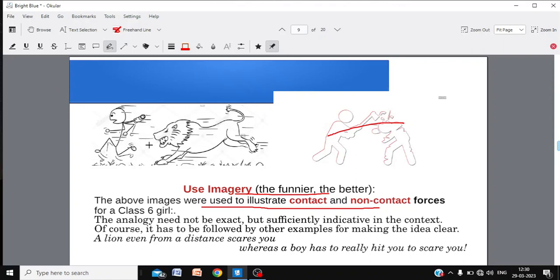A non-contact force. This may not be literal, but these are the imagery which we use to make them understand. A lion even from a distance scares you, whereas the boy has to really hit you. So this is the difference between contact and non-contact. The basic concept can be reinforced with imagery.